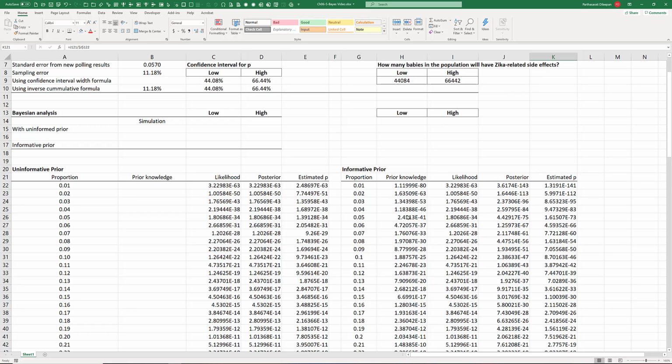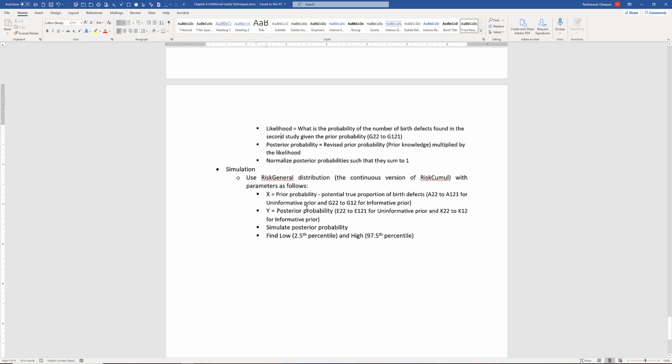Okay, so we have two sets now, uninformative prior starting out prior probabilities and the estimated probability of birth defect for each of those cases, and with informative prior as well. So we have two sets. So what we will do is we will do simulation. We will use risk general to fit a continuous probability between these two sets of revised probabilities, and then run the simulation.